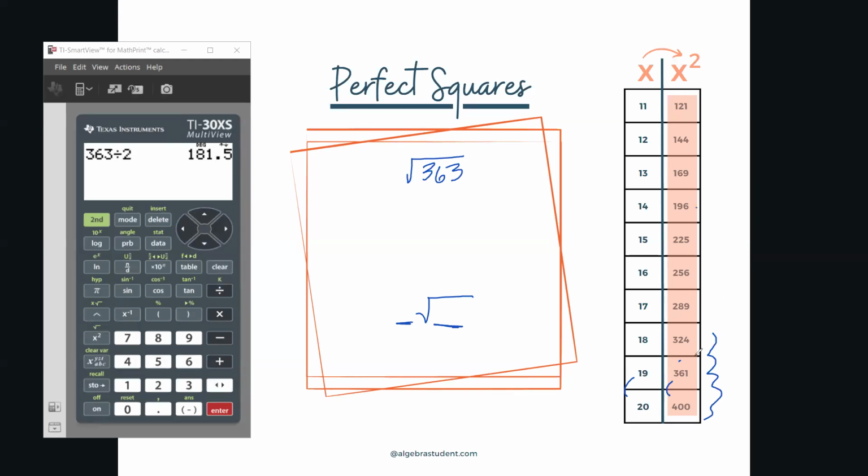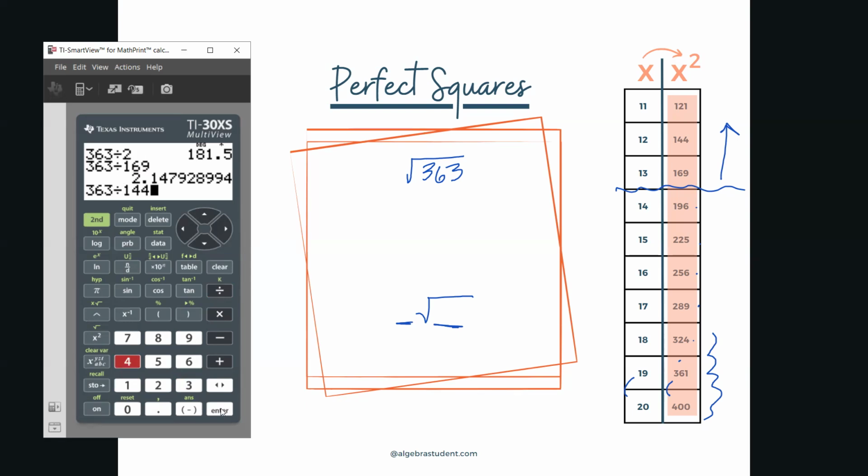So I don't have to sit there and go 363 divided by 324 or 289 or all of these. I can start at least here and then go up from there. I want the biggest number that will divide into 363. So let's see, 363 divided by 169. Nope. So I'll go to 144.